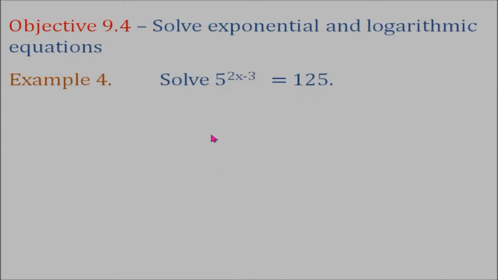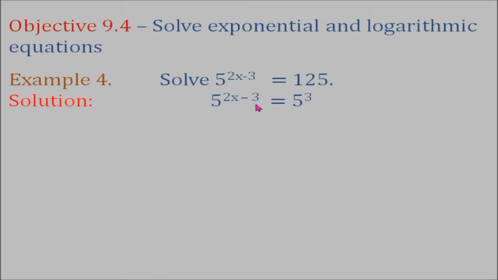Objective number 4: solve exponential and logarithmic equations. Example number 4. Solve 5 to the power of 2x minus 3 equals 125. In solving exponential equations, the first thing we are going to do is rewrite either side of the equation so that the bases will be equal. So in this case, we can rewrite 125 as 5 to the power of 3. And now we have 5 to the power of 2x minus 3 equals 5 to the power of 3.